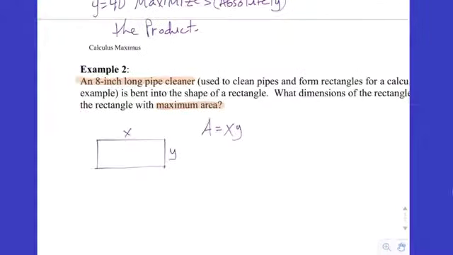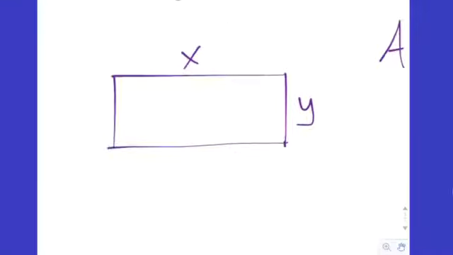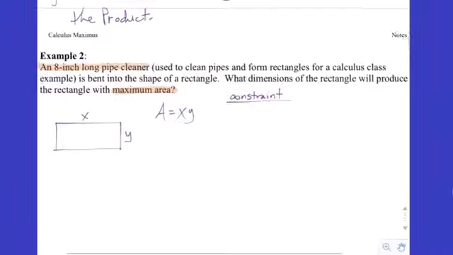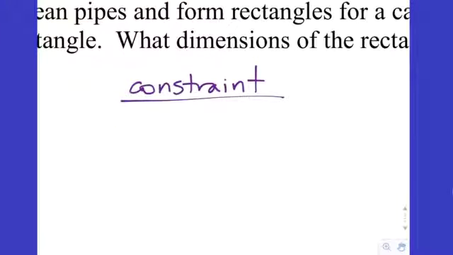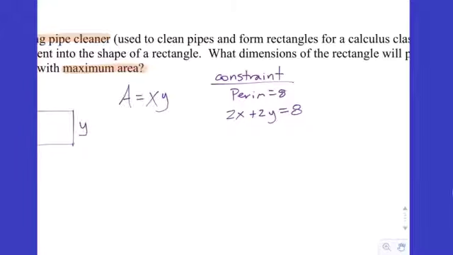So now, what's the constraint? Very good. The perimeter of this rectangle has to be what? 8. The perimeter has to equal 8. And based upon my variables, that's 2x plus 2y has to equal 8. So there's your constraint equation. That's the one that you're going to be using to get your primary equation in terms of x or y.